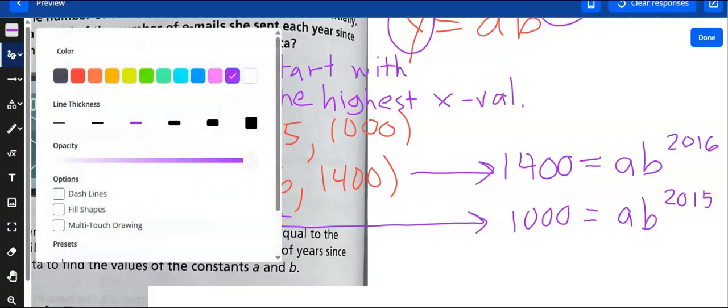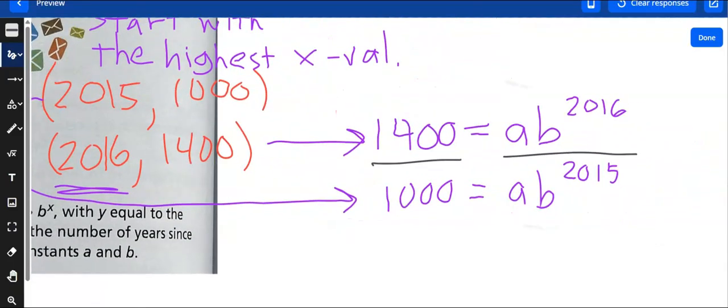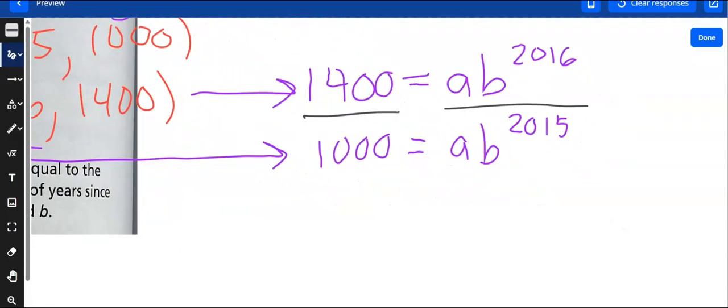Now, if you know that we are doing division, in order to get these two equations together, we are going to do division. This is a very similar idea to what we did with elimination back in the first semester. What is 1,400 divided by 1,000? It's not 14, but you're getting closer. 1.4?